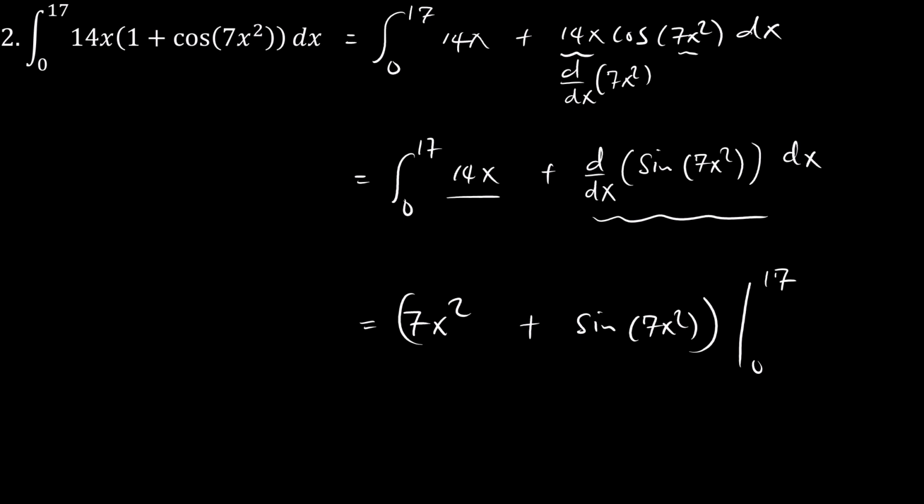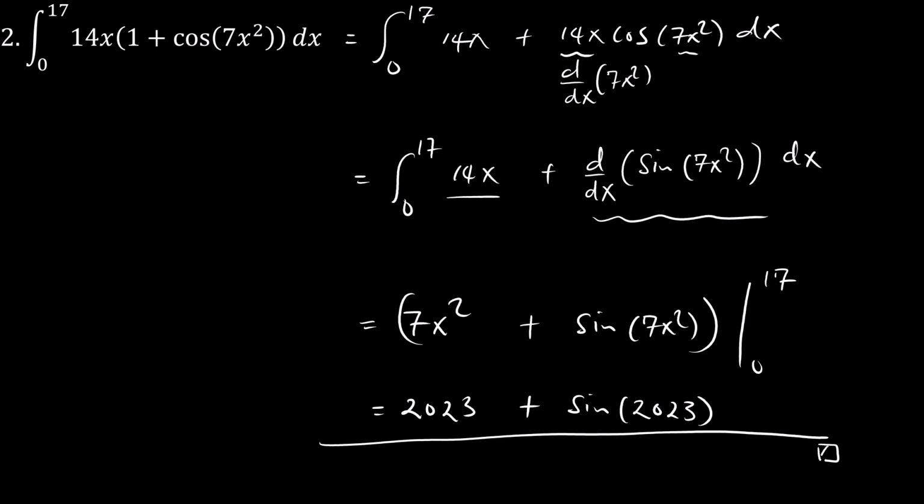Okay, now 17 squared, what is 17 squared times 7? 17 squared times 7 is 289 times 7, which is 2023. So we have 2023 plus sine of 2023. Now the lower bound, we have 0 minus sine of 0, which is 0. So this happens to be our answer. Okay, so that was problem number 2. Now we're going to move on to problem number 3.